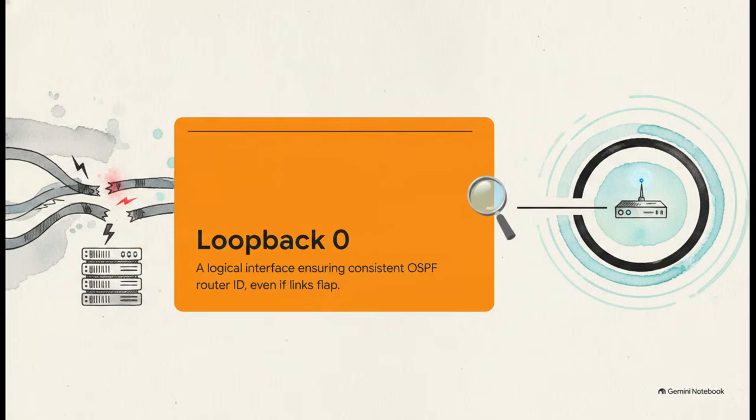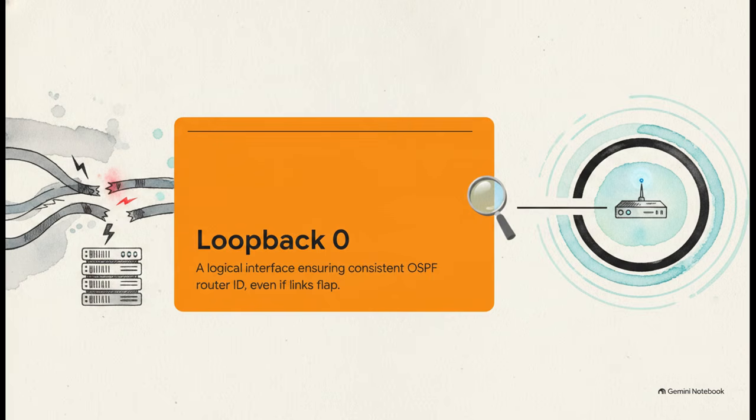Now, what's really interesting about this is that not all interfaces are physical cables. Sometimes you need a virtual one, like loopback 0. In the real world, physical cables get bumped, they go offline, stuff happens. If your routing protocols rely on a physical port's IP address to identify themselves, the whole network panics and recalculates every single time a cable wiggles.